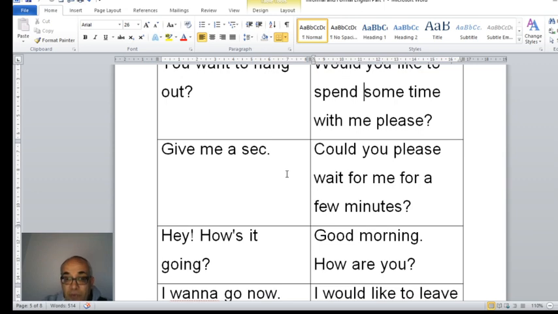Give me a sec is informal. Could you please wait for me for a few minutes or a few seconds? This is again formal. I use could. I use a full sentence and it's a question, and I use could, which is formal and polite. But here, give me a sec. Sec is informal. Give me again is an order, is informal. And I have to say second, not sec.